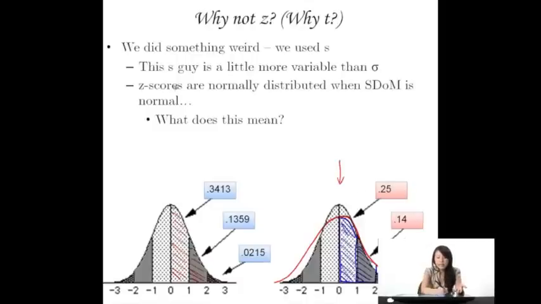Now what's nice about z-scores is that z-scores will always fall in this pattern. These z-scores will always correspond to these numbers. So that's why you could always use that z-table in the back and rely on it.